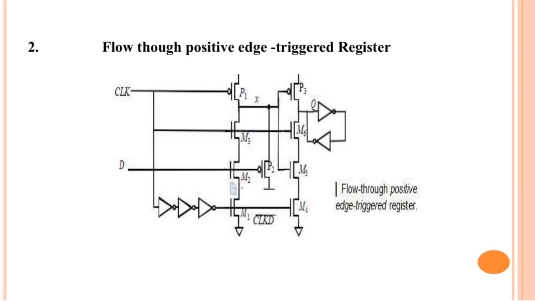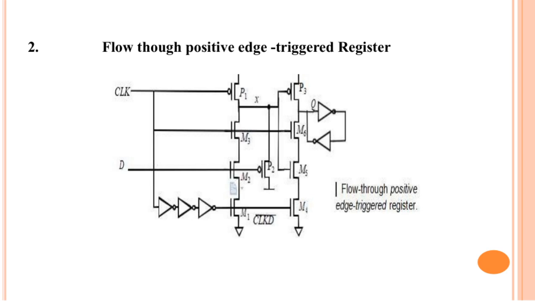Now, let's focus on the flow through a positive edge-triggered register. This means that the data input is captured only at the moment when the clock signal transitions from low to high, also known as the positive edge. This is crucial because it ensures that the register updates its stored values synchronously with the clock, providing reliable timing and coordination in digital circuits. By triggering on the positive edge, we prevent any changes during the clock's high period, which helps in maintaining stable and predictable operation.